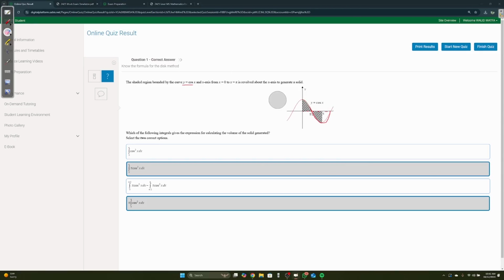When it's graphed for you, it's very easy to determine whether you're going to use the disk method or the washer method. In this case, since it's one curve, it's very, very easy. And we just use volume is equal to pi integral a to b f of x squared dx. But there's two choices. Pi can be either inside or outside, okay? Why? Please, if you don't know this, I don't know what to tell you.